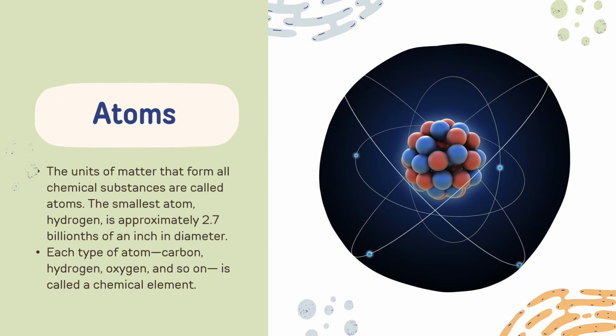So each type of atom, like hydrogen, oxygen or carbon, represents a chemical element. These elements combine to form the substances that are essential for life. Let's break it down further.